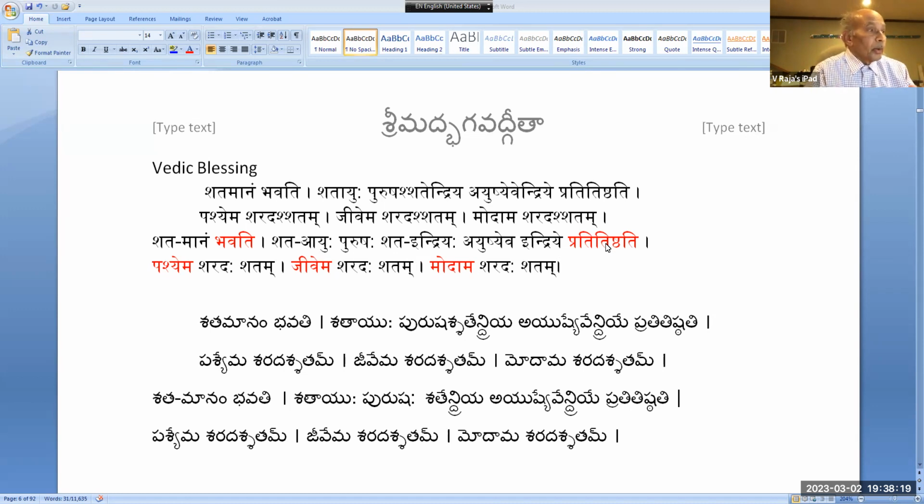And the pashyema, it's an order. When somebody is blessing you, that means the person who blesses you has a power. So we'll derive all the red things here, which are verbs, we'll derive them. Pashyema means looking at. Pashya means to see.